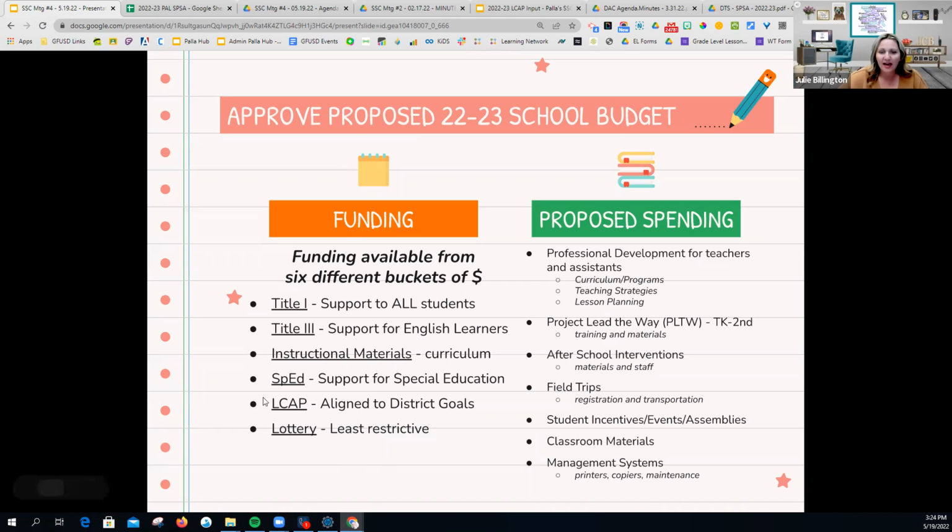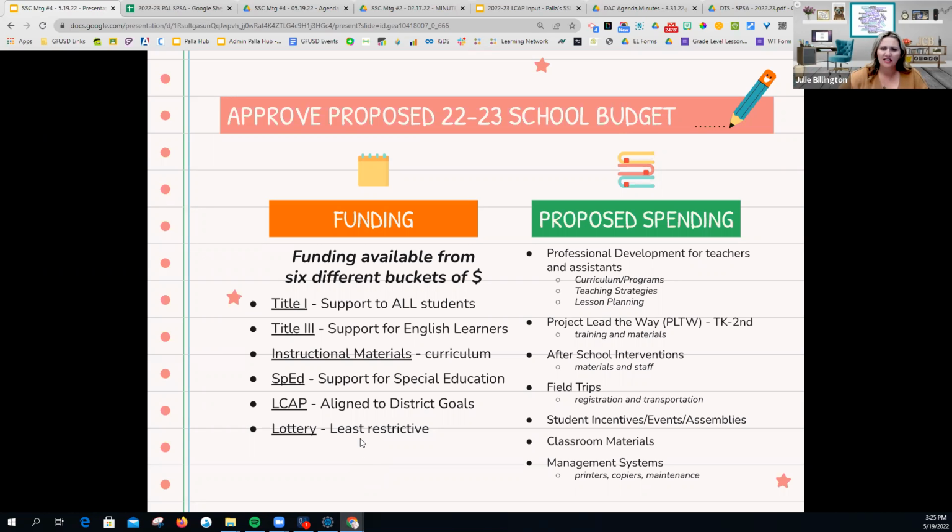And then LCAP, that's just aligned to our district goals. And that's more from the last meeting, and then in DAC where they talked about the LCAP input and how our district's able to provide funds for that.